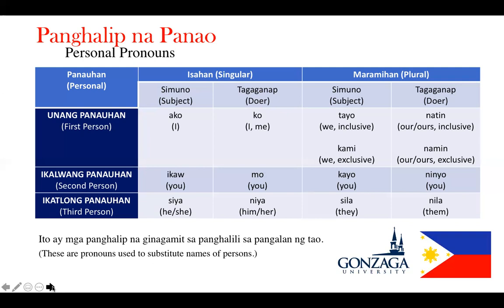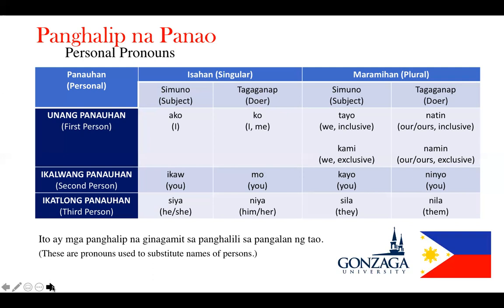Kayo, that's we exclusive. You're not included. You get the difference? Okay, again, for example, Dawson is saying, tayo ay mag-aaral. Dawson, are you included? Yes. Okay. But if Dawson will tell you, kayo ay mag-aaral, Dawson is not included. Okay, that's how you use tayo and kayo.